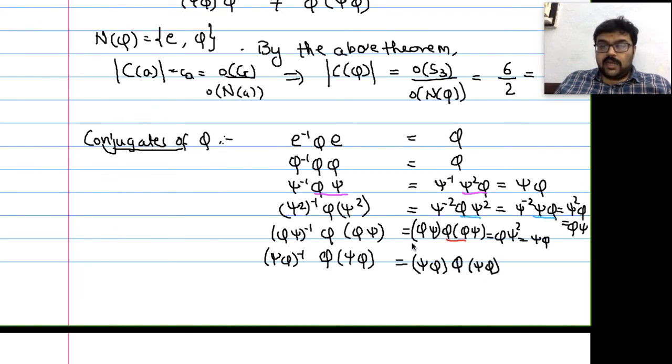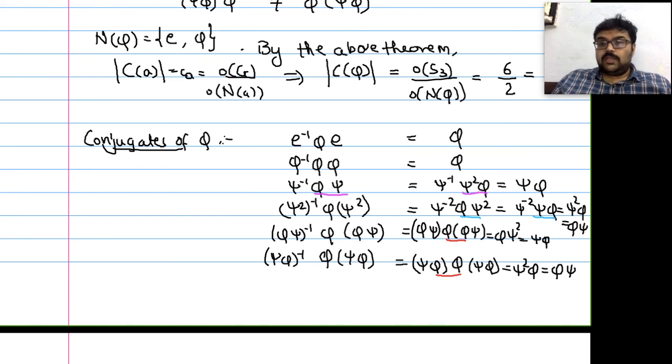So this is psi phi, phi and psi phi. But again, what is identity? Phi square is identity. So on the left side we have psi square phi. And what is psi square phi? This is phi psi. So how many different conjugates are there?